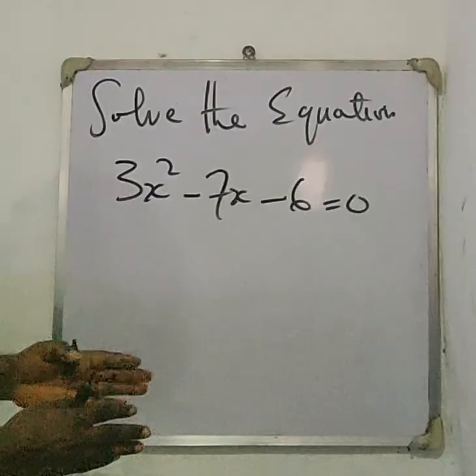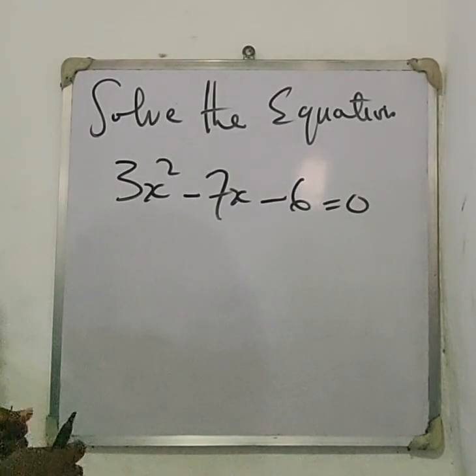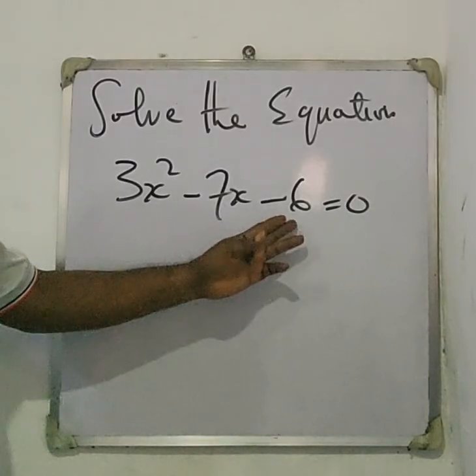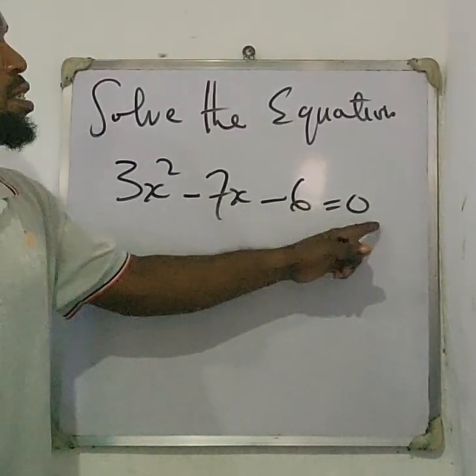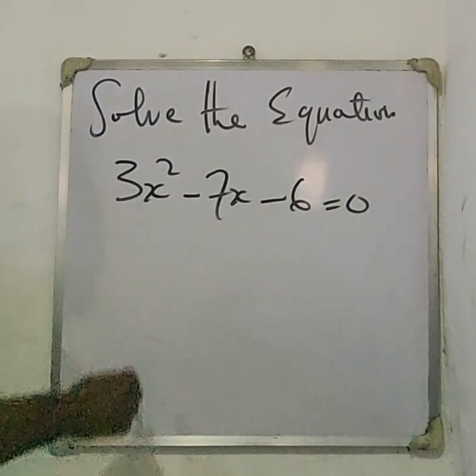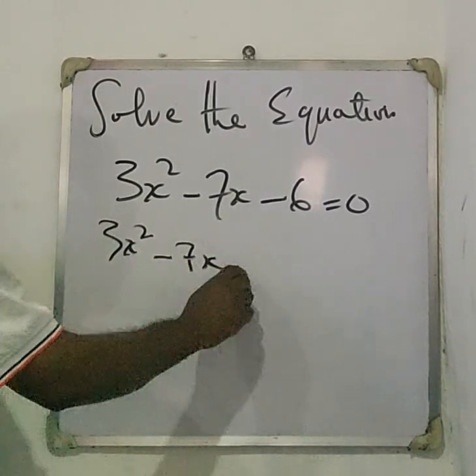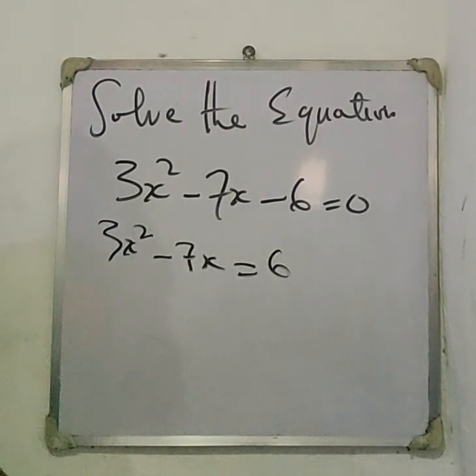So those terms with variable move to the left hand side and terms without variable should move to the right hand side. So the minus 6 is moving down to this place. So we got 3x squared minus 7x equals 6. When you say 6 plus 0, there is nothing you can have from there, so we have 6 already.